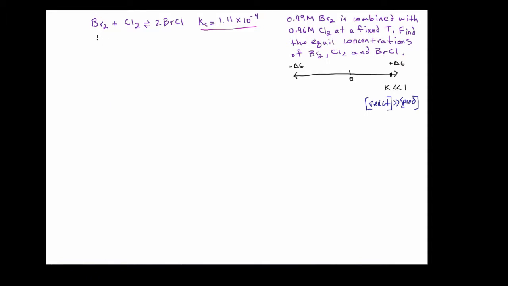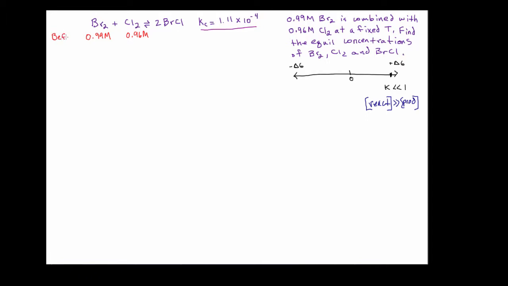So what we're going to do is combine 0.99 molar of bromine with 0.96 molar of chlorine initially. And like in the previous problems, we're going to set up what we call our ICE, which stands for initial, change, equilibrium. In my classes, I call this the box. So we're going to set up our box here.